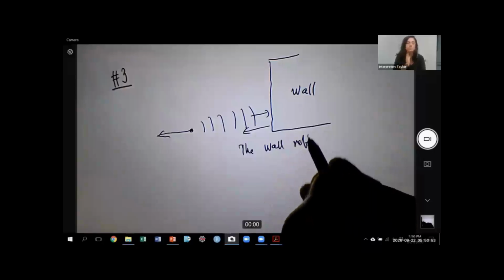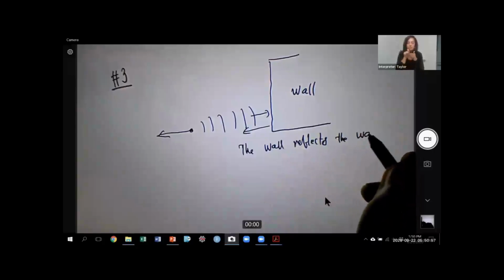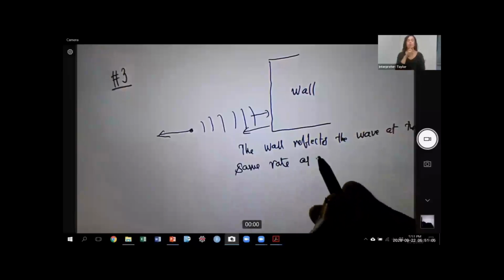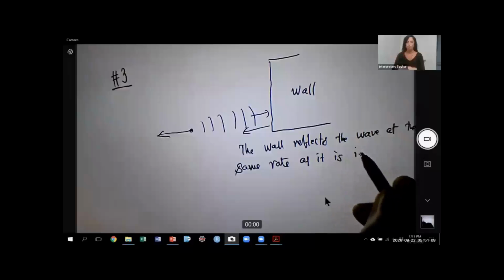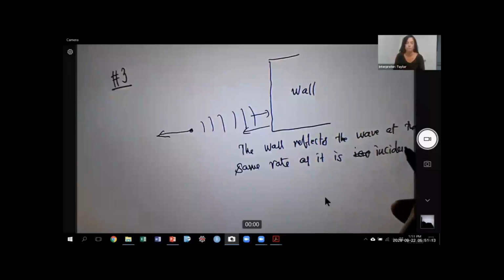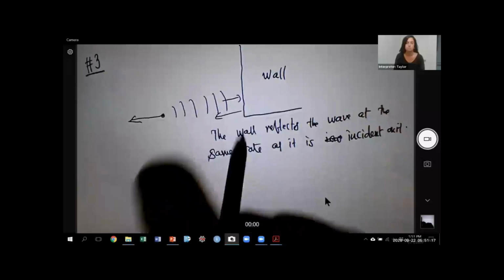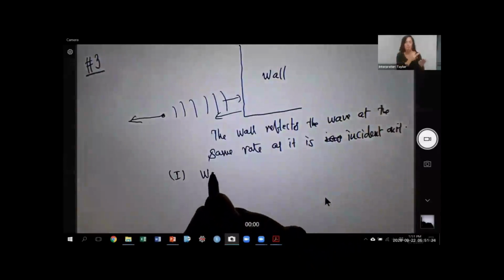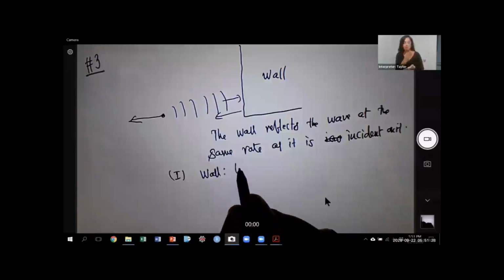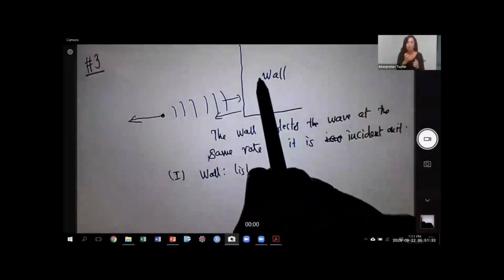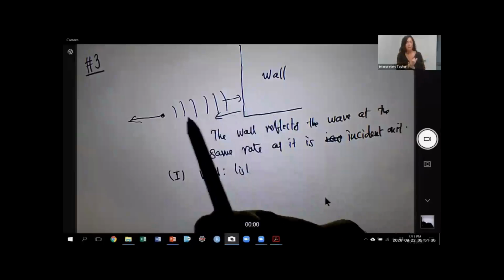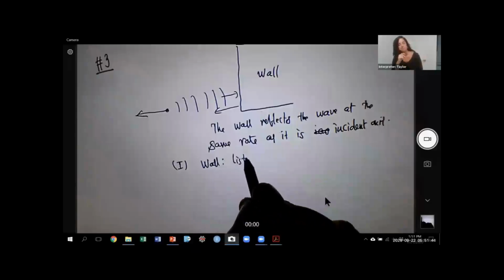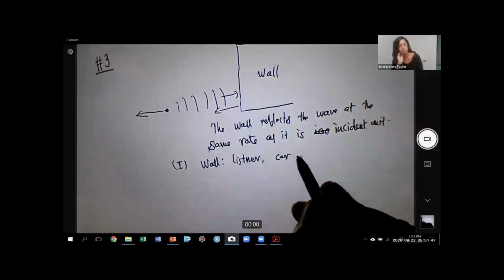The wall will reflect this wave at the same rate, and rate means frequency, as it is incident on it. So what frequency does the wall hear? Let's say the wall is the listener now. You can break this into two parts. The wall is now the listener, because we want to find out what frequency will be detected by the wall, and it will be reflected off at the same rate. That's how the wave behaves. Now the first case is the wall is the listener, and the car is the source.